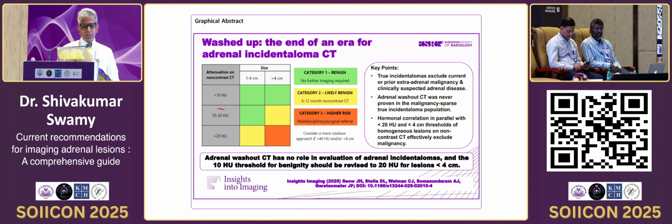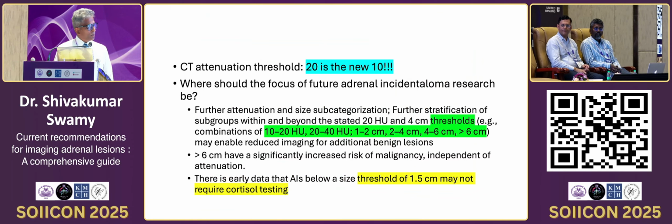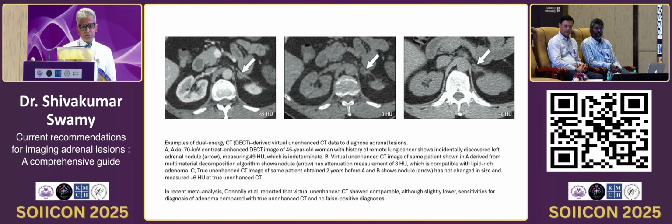Now we are moving out of this minus 10, probably 10 HU, probably 20 HU is the thing that will come up. We are probably looking at one more RADS that is coming up with the adrenal nodule assessment, and probably 20 is the new 10, and maybe we have to have further thresholds between 10 to 20, 20 to 40. More studies are required now, as well as the size criteria also. And for a nodule with a threshold of 1.5 centimeters or less, maybe the cortisol assessment is not at all required for the clinically silent tumors.